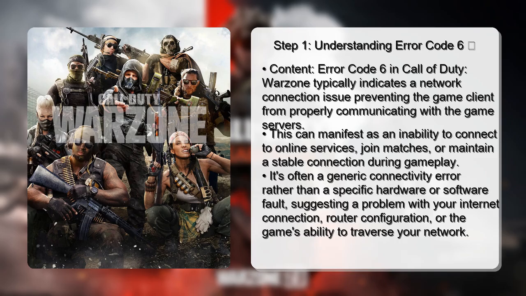Step 1: Understanding the error code. The error code seen in Call of Duty Warzone typically indicates a network connection issue preventing the game client from properly communicating with the game servers. This can manifest as an inability to connect to online services, join matches, or maintain a stable connection. It's often a generic connectivity error rather than a specific hardware or software fault, suggesting a problem with your internet connection, router configuration, or the game's ability to traverse your network.